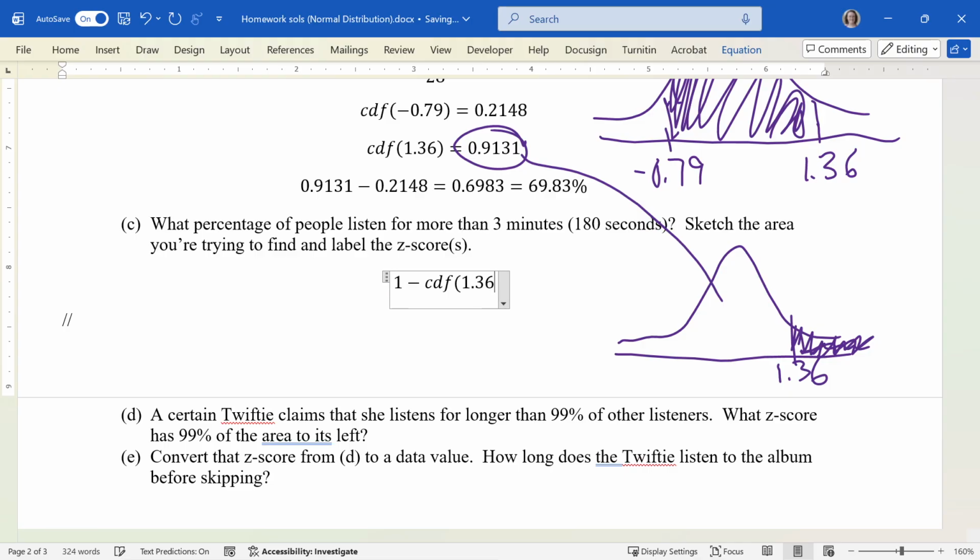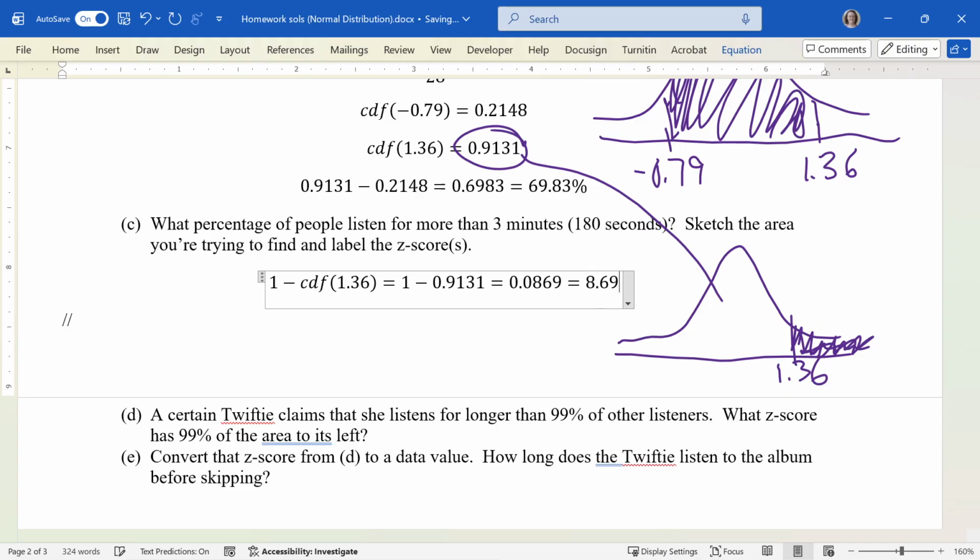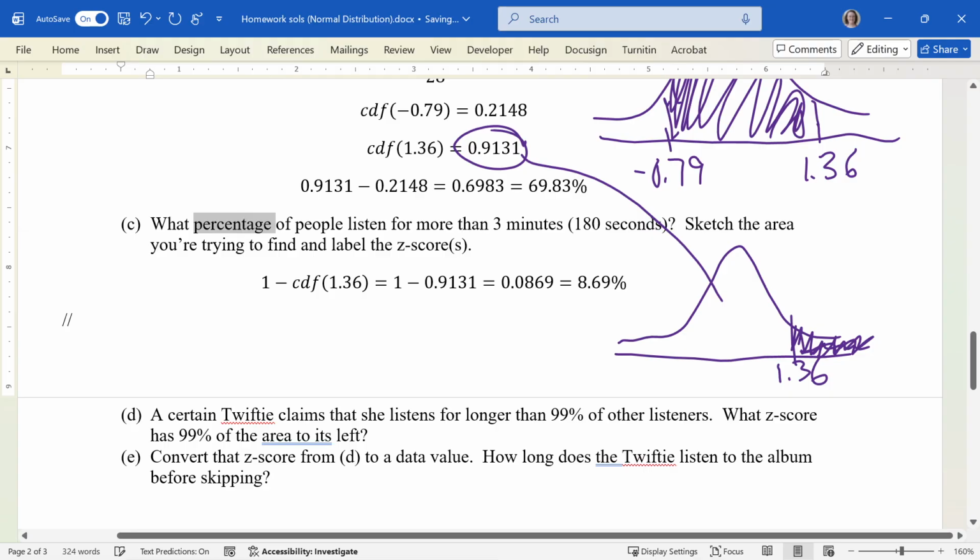So do 1 minus 0.9131, and that's going to be 0.0869, and I'm going to convert to a percentage because I was asked for a percentage.